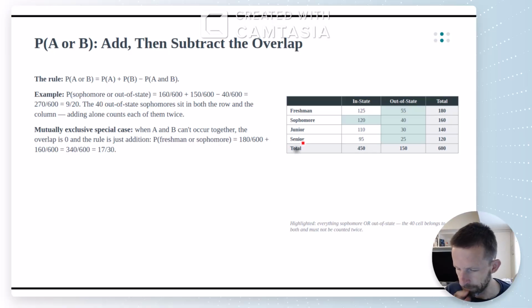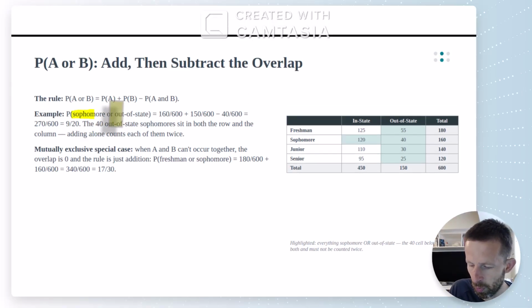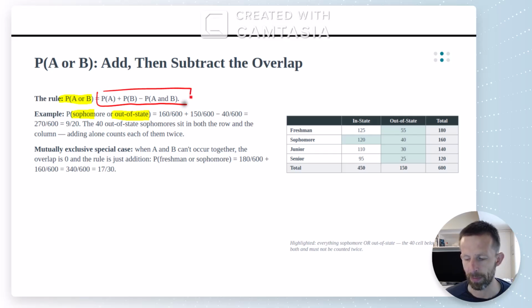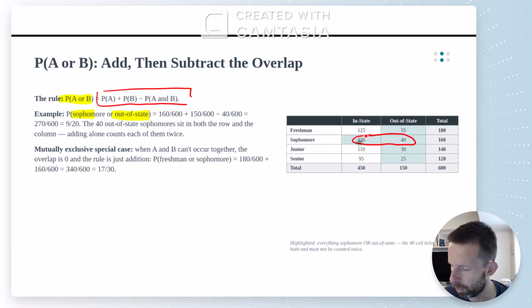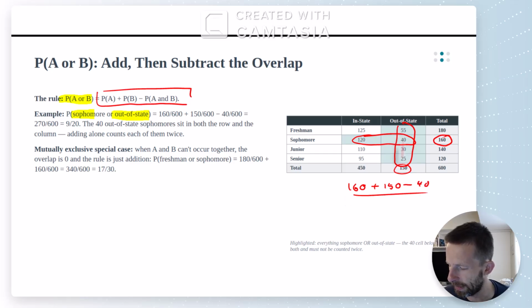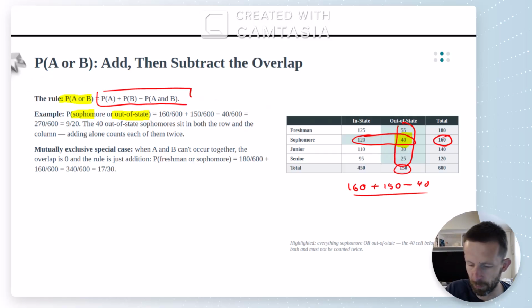So A or B, so for example, someone is a sophomore or out of state. It's written like this. The way we calculate that is probability of A plus probability of B minus the probability of both. So I want sophomore or out of state. This would be if anyone is either a sophomore or they're out of state. So the way we do that is we take 160 plus 150 minus the 40 that's in the middle. And the reason we do that is that 40 is common to both, and divide that by 600. So when we do the or, we have to subtract the overlap, subtract the redundancy.